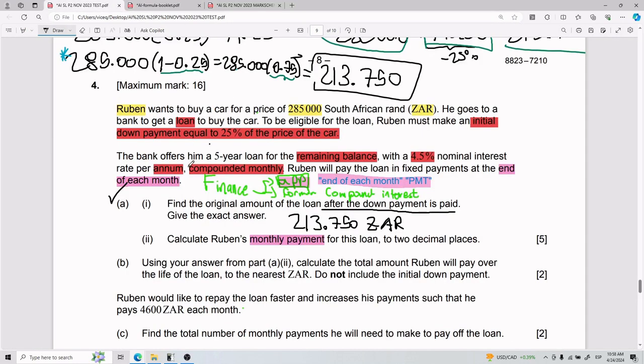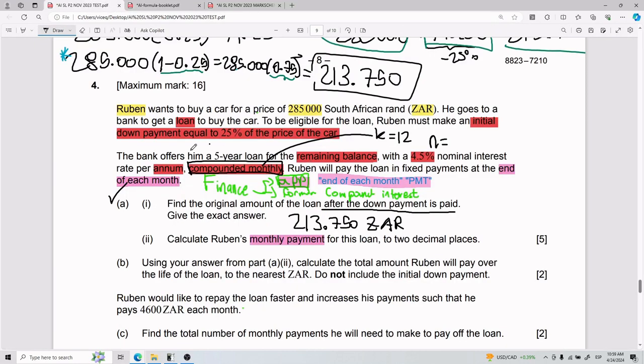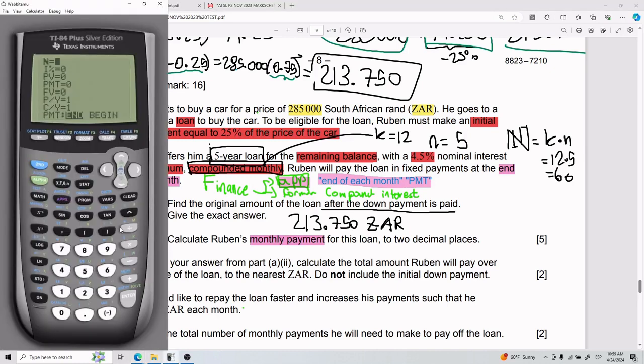Here they tell me that it is compounded monthly. How many months are in a year? 12. So K is going to be 12. Little n, we said, was the number of years. What is the number of years in this case? It's a 5-year loan. So little n is going to be 5. K is going to be 12. That means that big N, which we said was K times n, is 12 times 5, which is 60. So big N is 60.